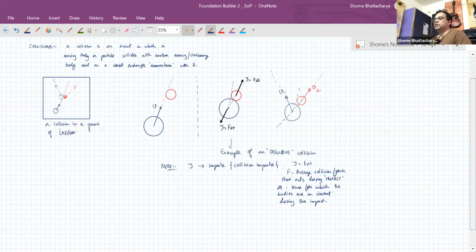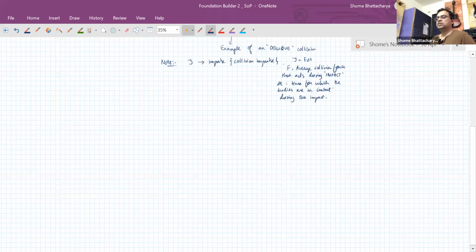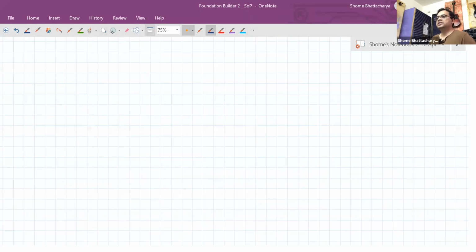Okay. Now another example of a collision. I'll come back to the concept of impulse in just a moment, but another example of a collision could be something which is much more straightforward.